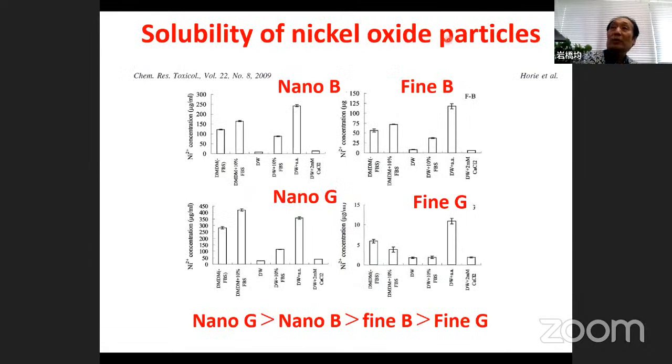And we checked the solubility of nickel oxide particles by checking nickel ions, and we found nano green, where is nano green? Nano green is the most soluble, and next is nano black, then fine black, and fine green. So solubility is the reason for toxicity, not crystal structure. Many people say that fine black was dangerous because of crystal structure. This is not correct. That is just the solubility of ions. So with this experiment, we found that solubility is very important.